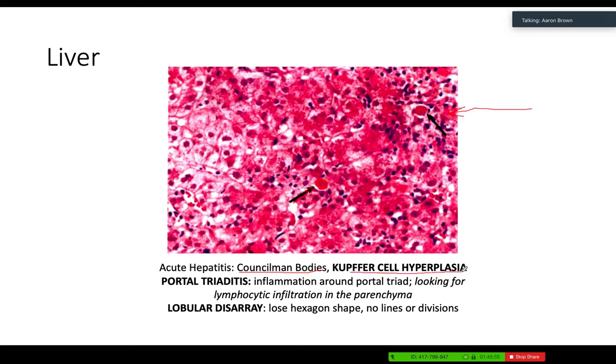Kupffer cell hyperplasia. Kupffer cells are the macrophages of our sinusoids. And so if you have a viral infection, you should see an increase in the number of macrophages, right?